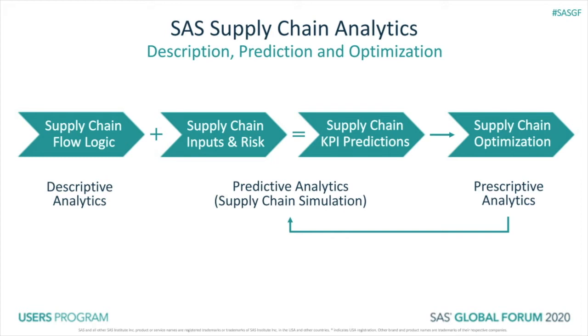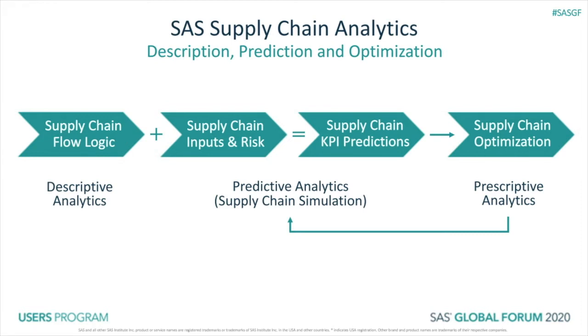Then we are going to be using SAS Simulation Studio, and it will mimic the flow of thousands of products, inventories that may be flowing through the system, and it will produce a large data set which will be composed of supply chain KPI output data. So by the end of the third step here, we will have performed a supply chain simulation that provides us KPI predictions.